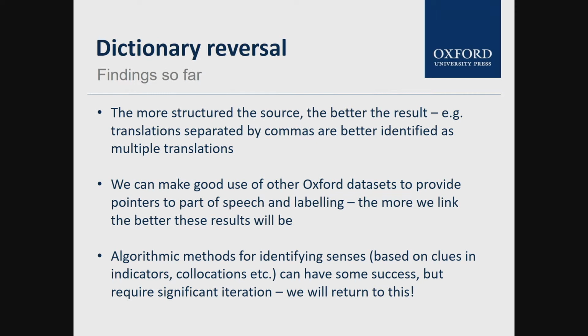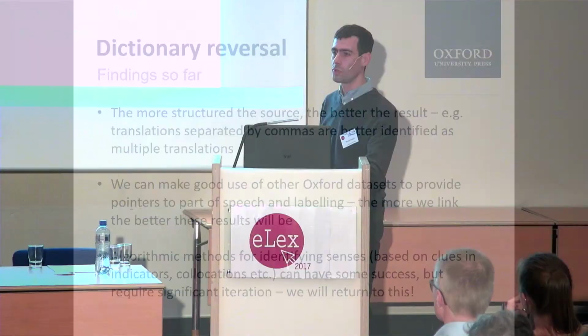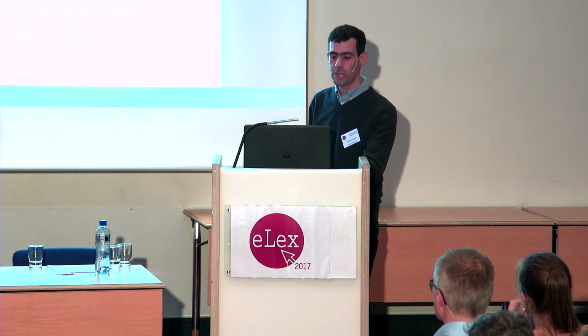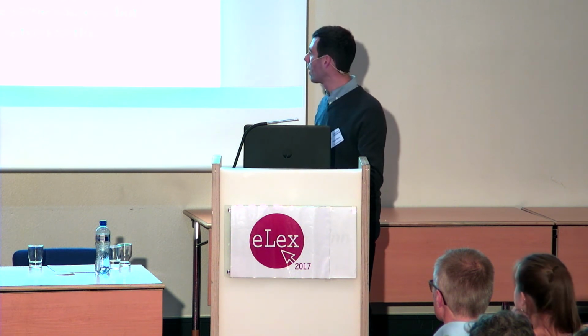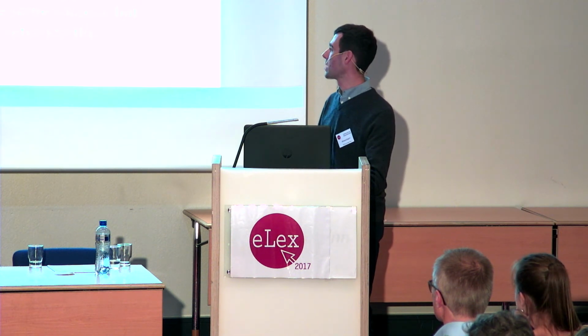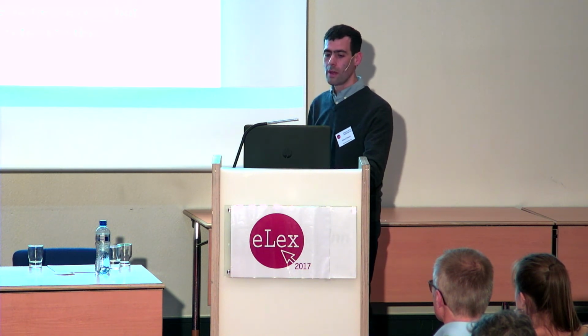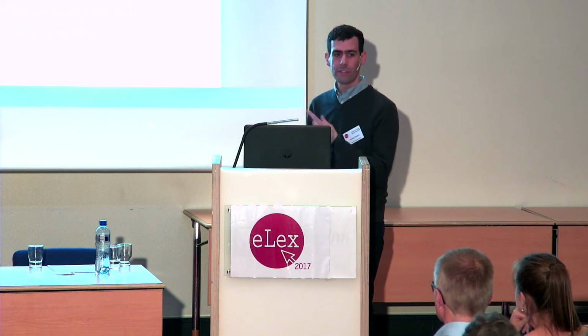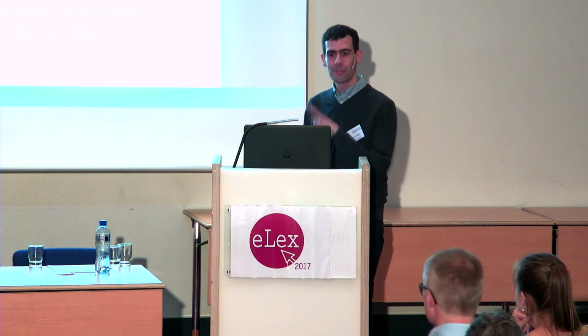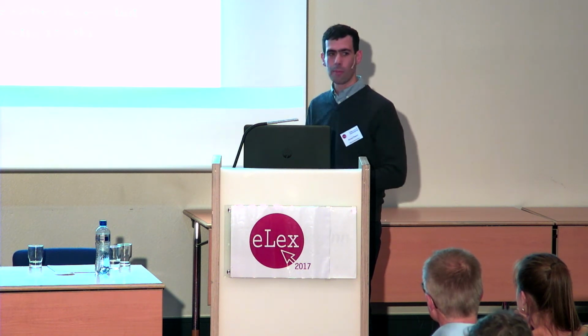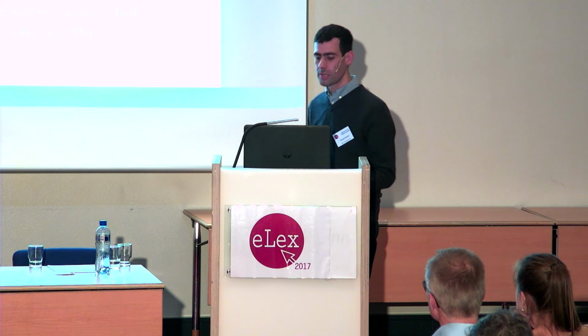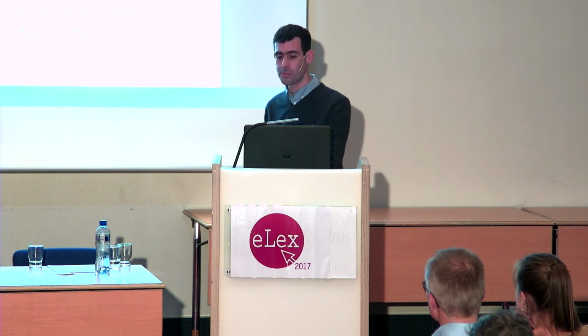And we have had some initial successes with algorithmic methods for identifying senses on the other side of the dictionary, based on various clues from indicators, collocations, and other information that's present in the source text. The more information that's present, the more you can make of this. With all of these methods, you just need to keep iterating, changing some things and seeing how that improves the result. So we do intend to return to this, but we've only done initial experimentation so far.